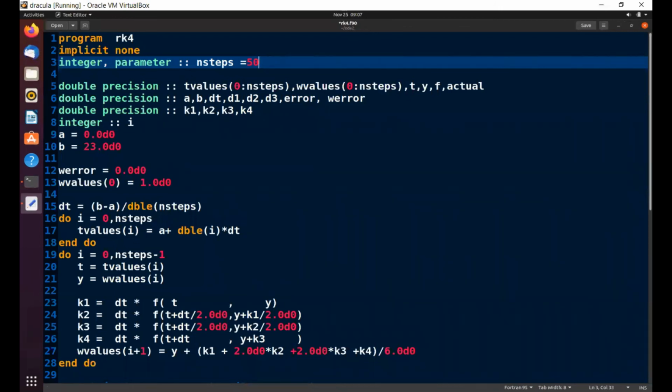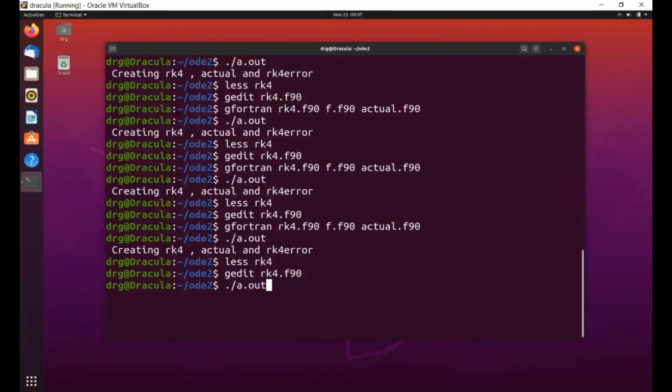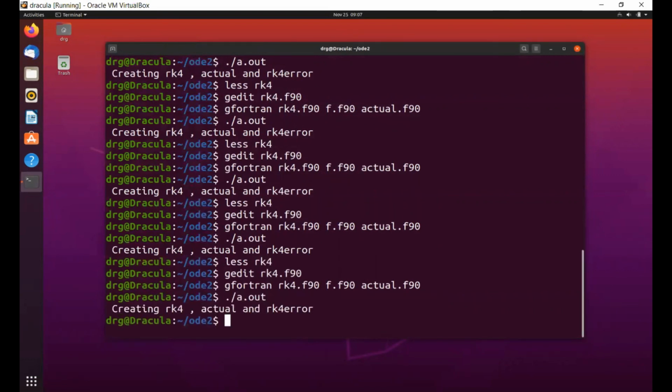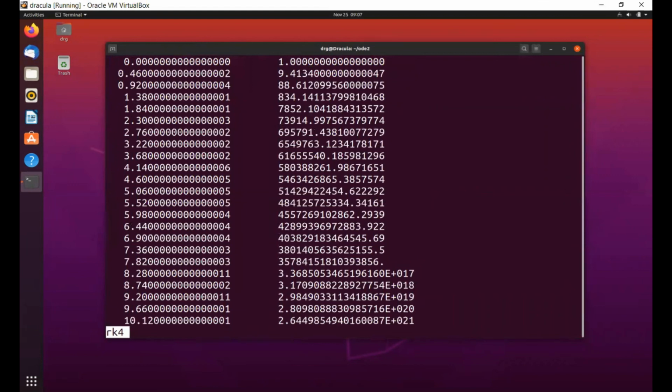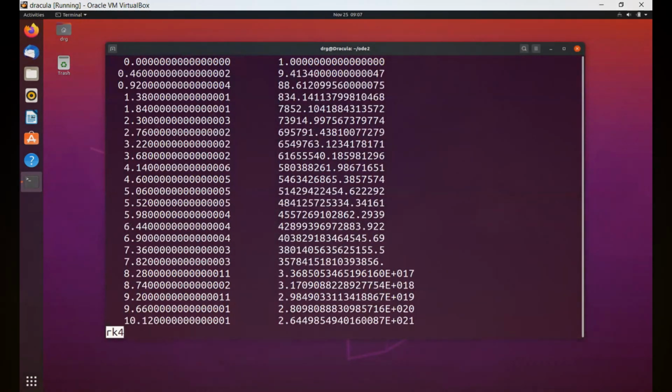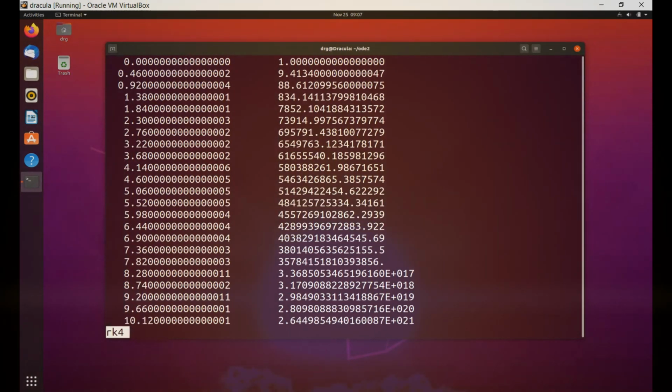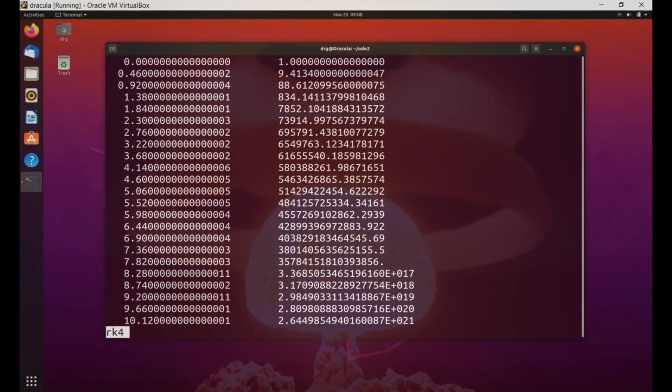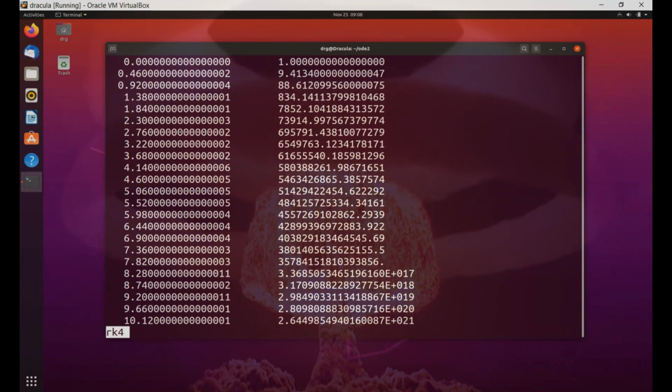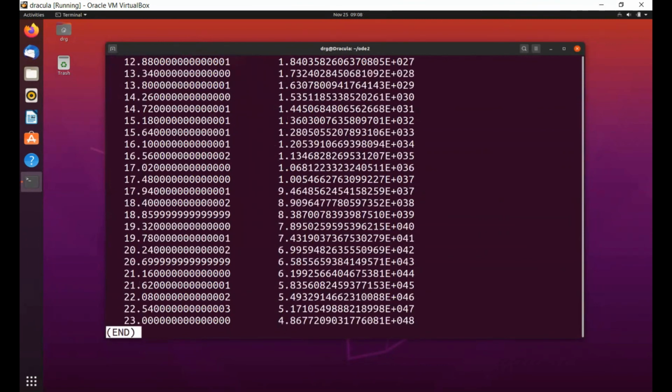It seems like we're just wasting our time. Let's try 50. And then suddenly we see a big problem. Runge Kutta 4, which many people regard as the only numerical solver you'll ever need, fails badly on a very simple test problem. The computed solution using Runge Kutta 4 is not getting small. Towards the end, it's about 4 times 10 to the 48th power.